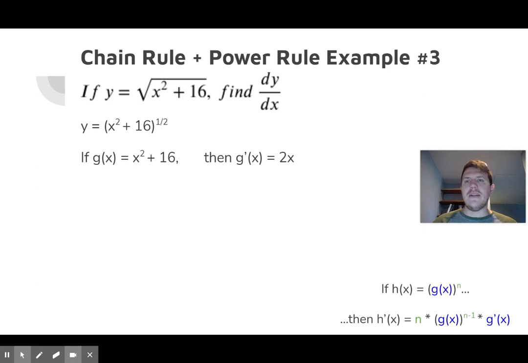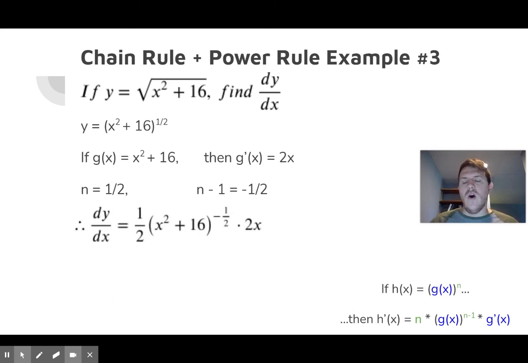Here's what this looks like. So that means our interior function is x squared plus 16. The derivative of that using the power rule is just 2x. And then we once again want to contend with our powers. So if our original power is 1/2, that means that taking 1 away from that 1/2 would be negative 1/2. So we bring all this together and we get 1/2 times (x squared plus 16) to the negative 1/2 power times 2x.